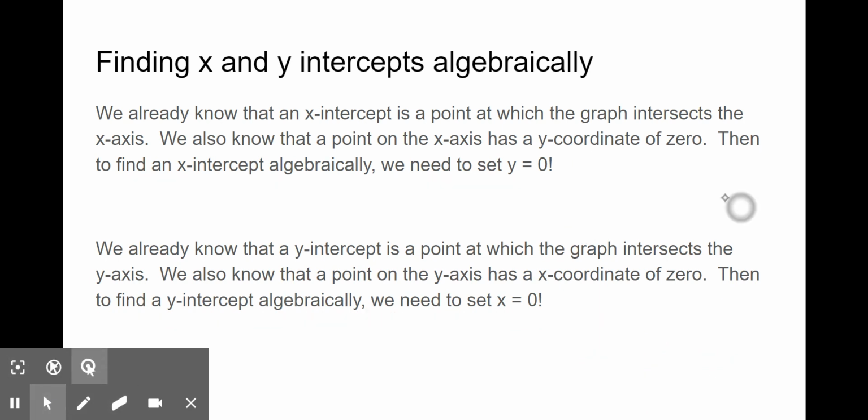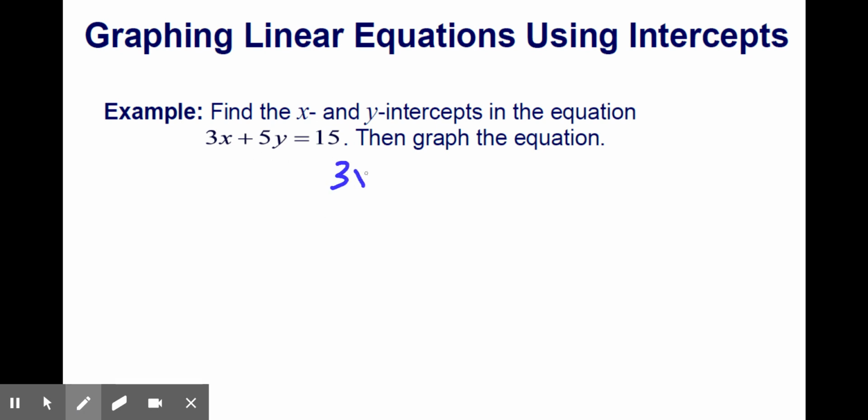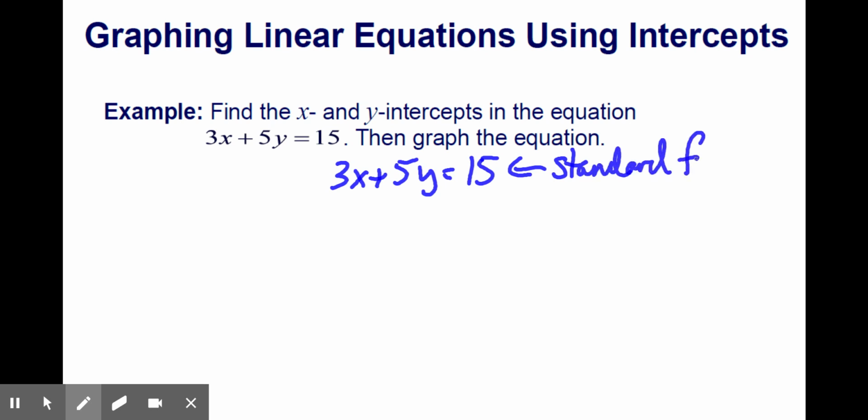So here we go. It's time. We are going to find the x and y intercepts in this equation. Here's my equation in standard form. It's 3x plus 5y equals 15. You can see the x and y are on the same side. Okay, this is standard form. And then we're going to graph it after we find the x and y intercepts.